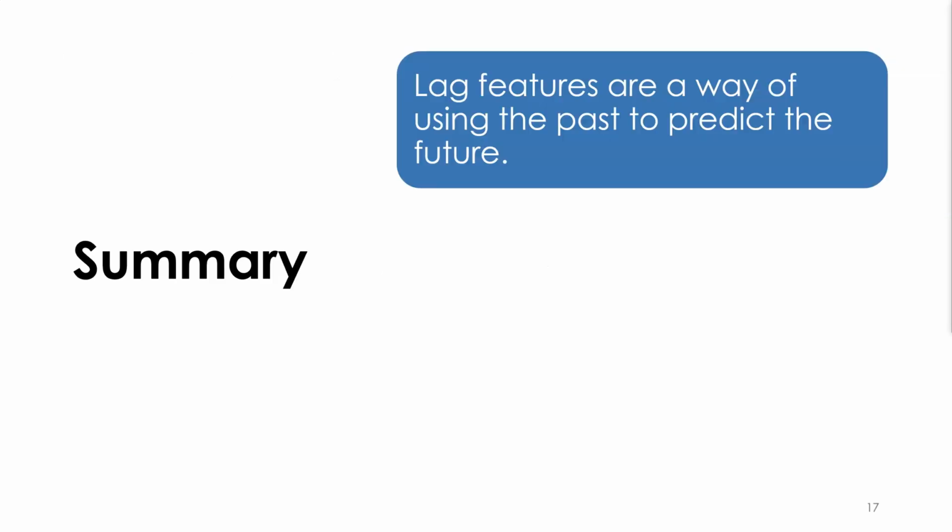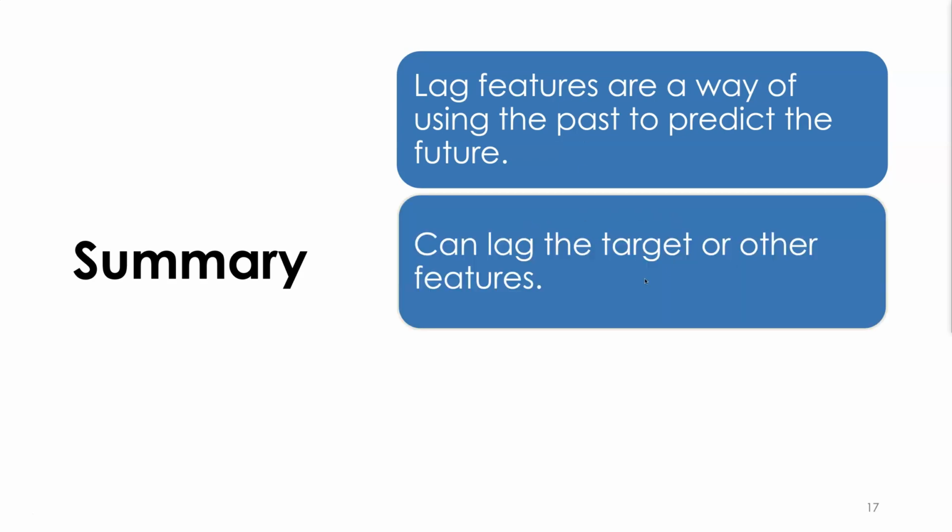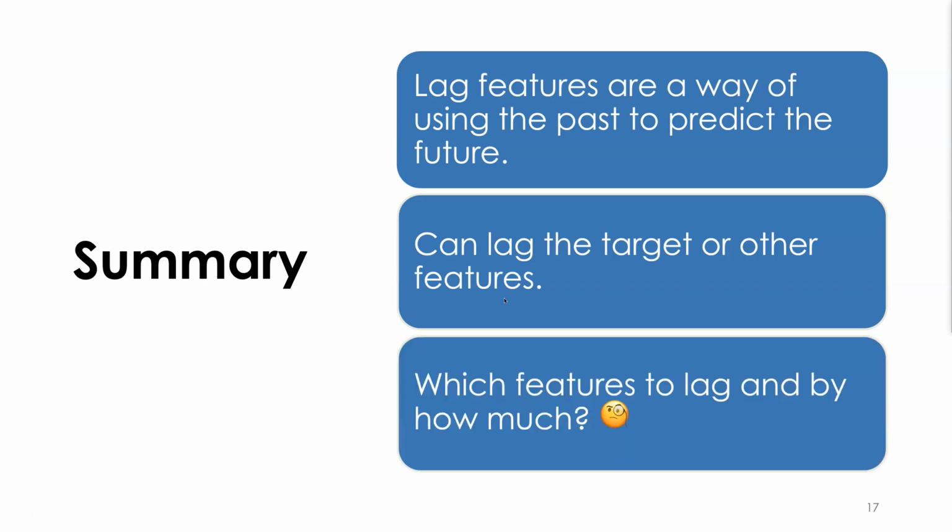So to summarize, lag features are a way of predicting future values of our time series using past values of either the target variable or the features themselves. There's an open question in terms of which features do we need to lag and by how much, and we cover that in future lectures in this section.